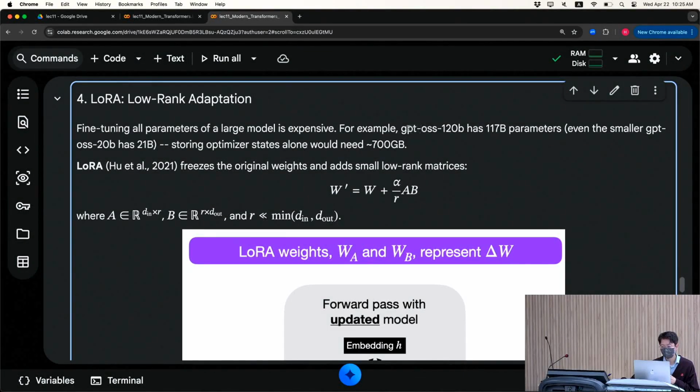Anyways, so for example, GPT-OSS 120 billion has 120 billion parameters, which is very, very large, and it needs many GPU computers to train models with this many weights. So practically, for a smaller 20 billion model, if you store the optimizer states alone, it would require 700 gigabytes. Optimizer state means all the model weights and activations.